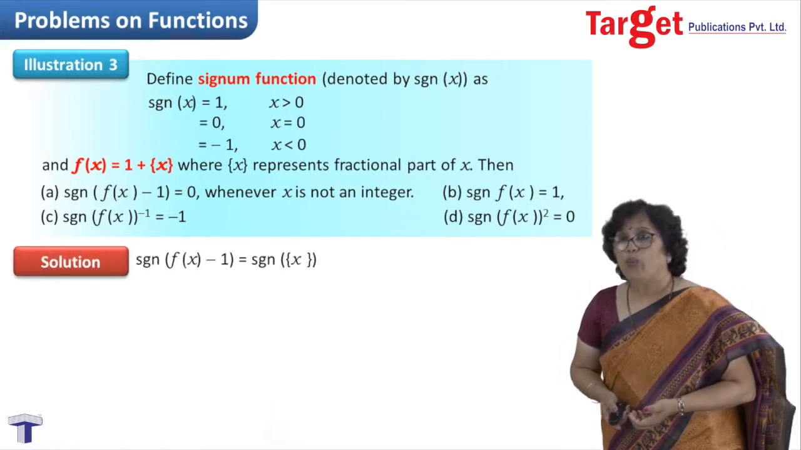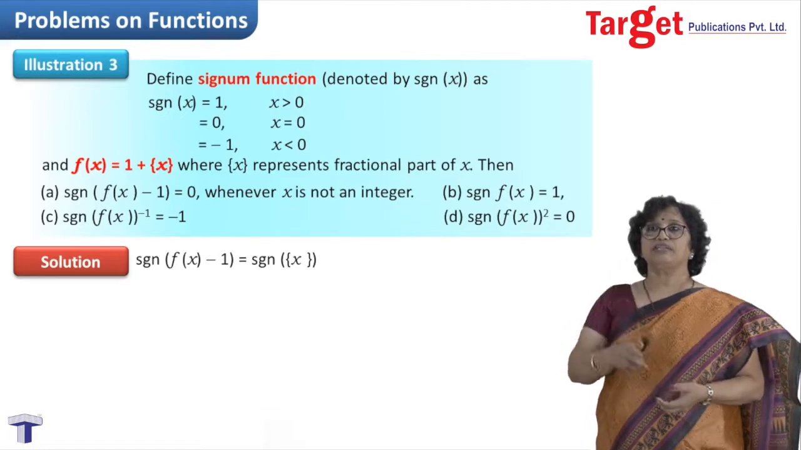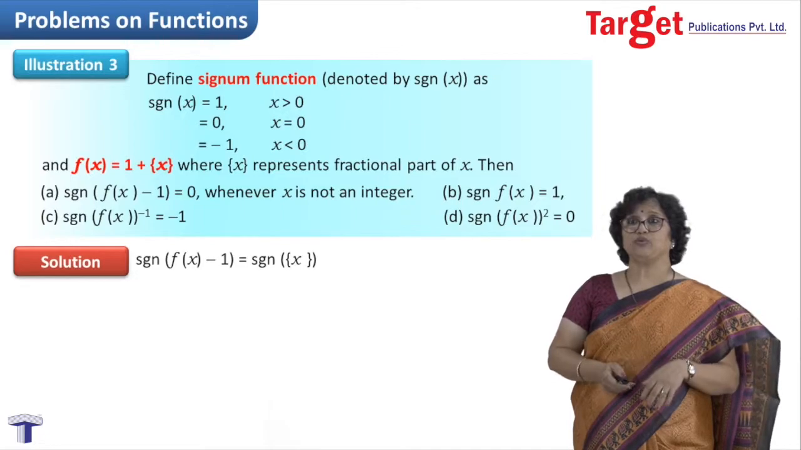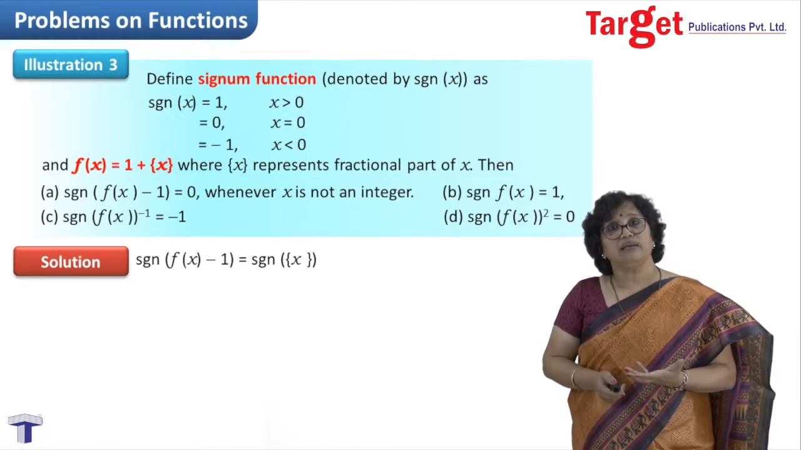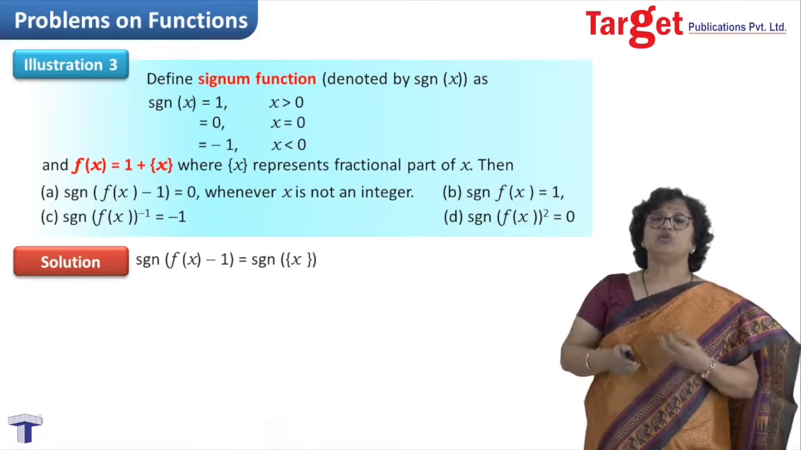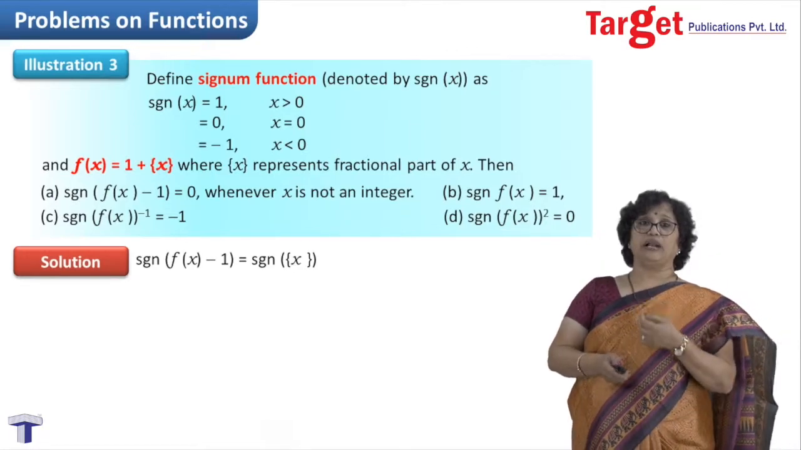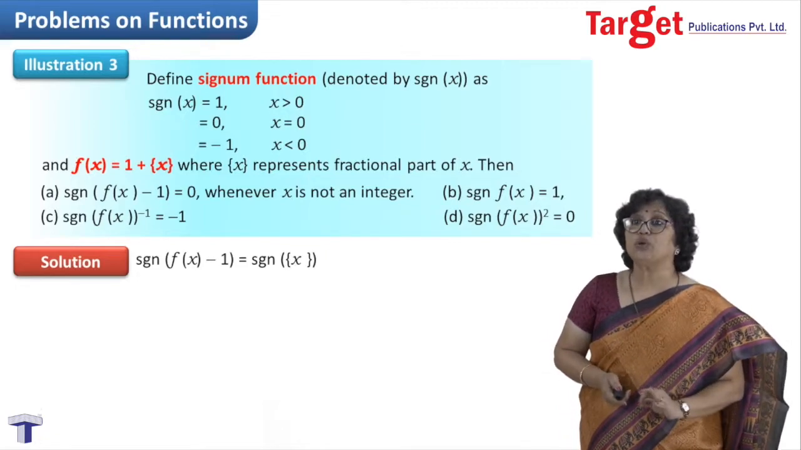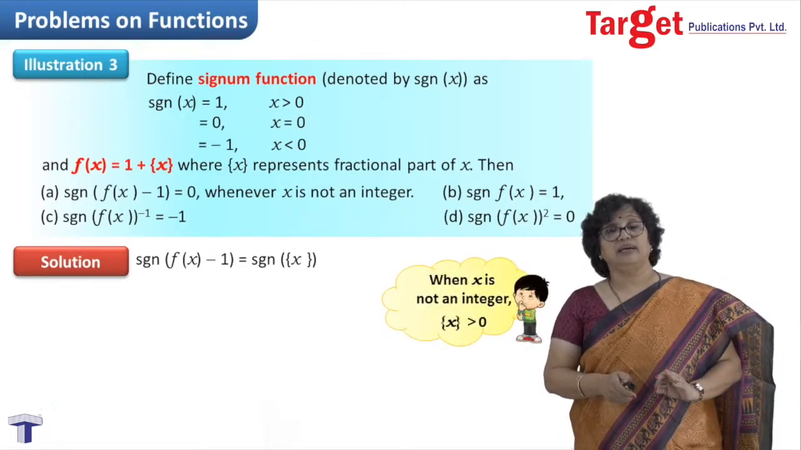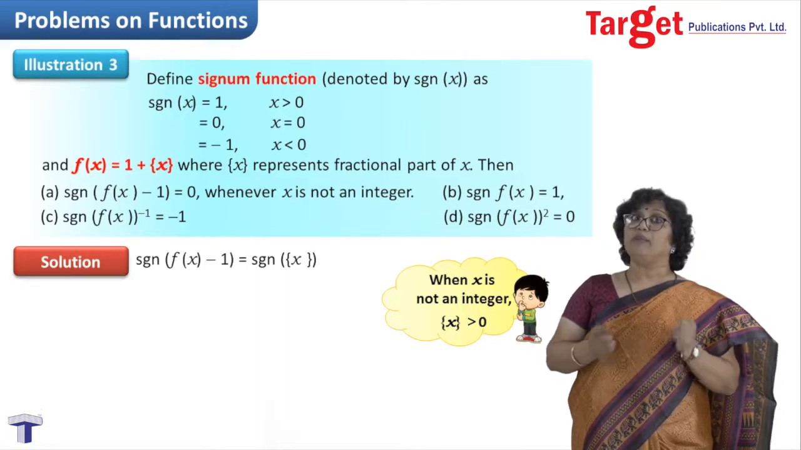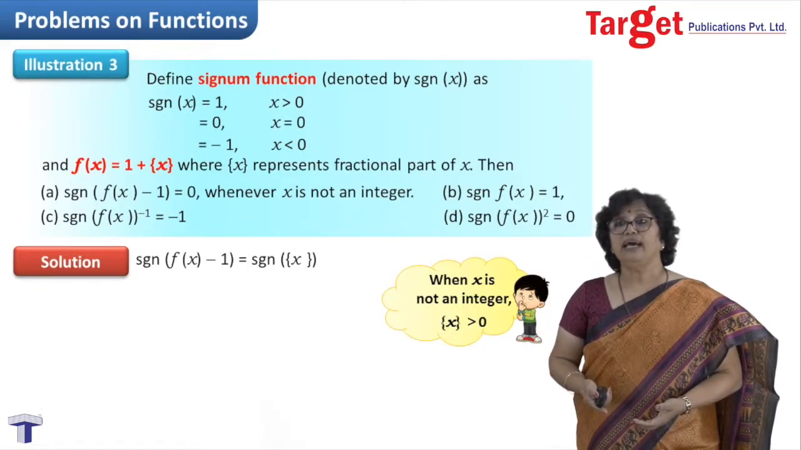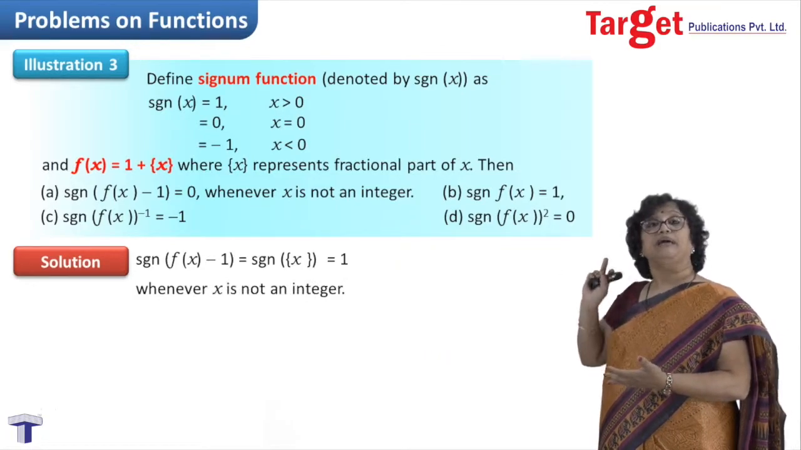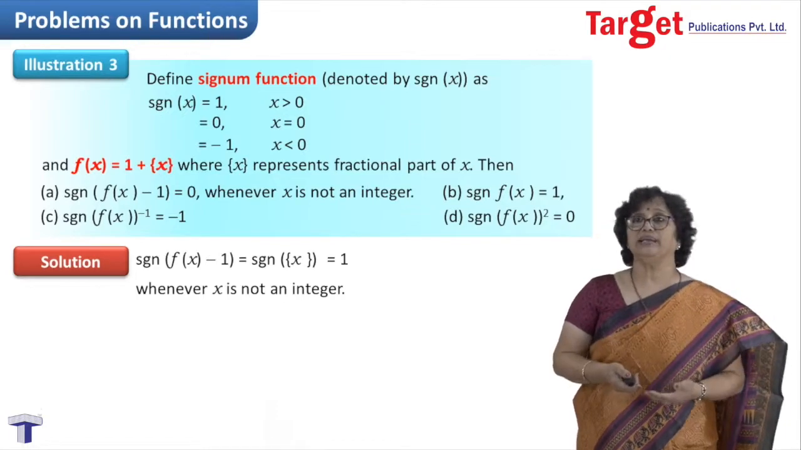Now, when I look at the first option, it is Signum function on f(x) minus 1. So what is f(x) minus 1? f(x) minus 1 is the fractional part of x. So I apply Signum on the fractional part of x. Now the fractional part of x is a non-negative quantity. And also if x is not an integer, then the fractional part of x would be positive, not even 0. And hence the Signum function of the fractional part of x turns out to be 1 whenever x is not an integer.